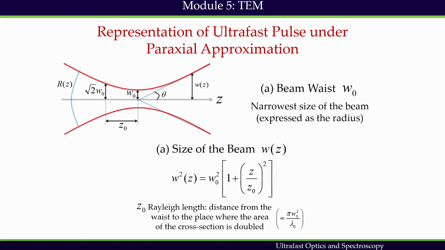The first parameter we should note is the beam waist, omega w naught, which is the narrowest size of the beam. Size of the beam is defined as the radius. It is actually expressed in terms of radius. Gaussian beam spot size is represented by this radius. Then we look at another parameter, size of the beam.